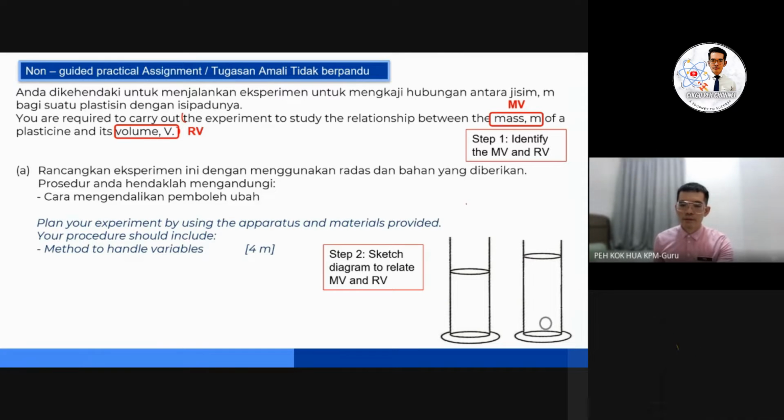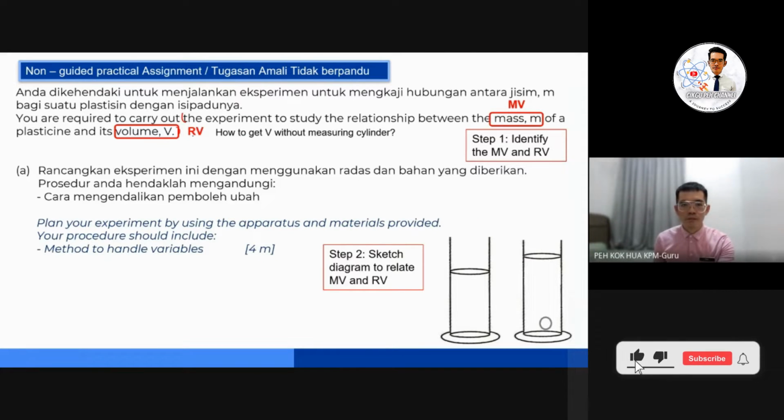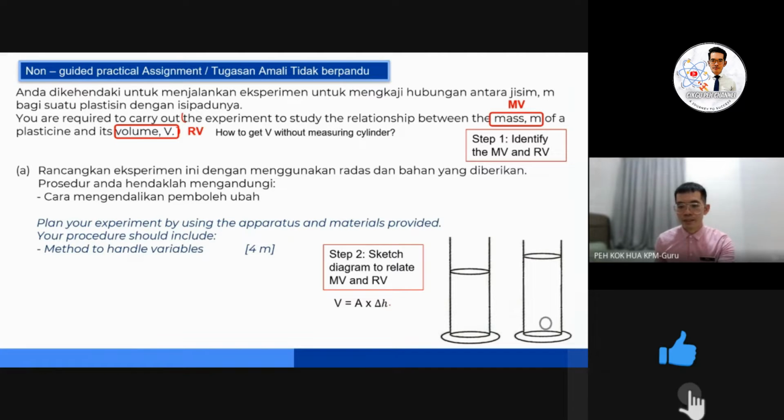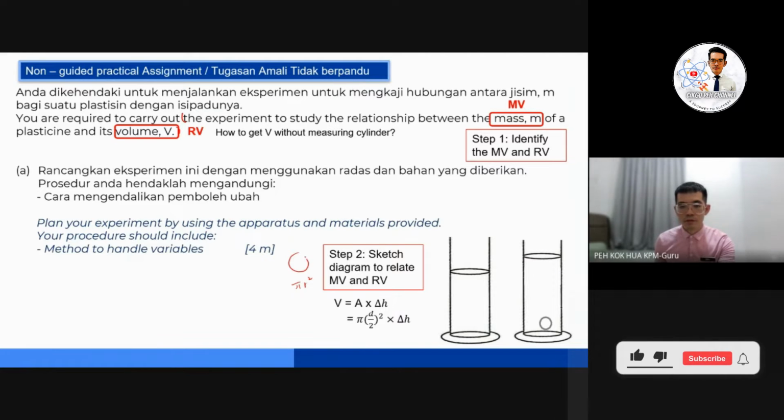So as we know, the apparatus provided does not include any measuring cylinder. So how do we get the responding variable, which is the volume here? From our mathematics experience that you learned already, the volume will be equal to area multiplied with the height. So the delta height actually represents what here? The area will be the cross-sectional area for the glass jar here, so it will be pi r squared for the area of a circle.